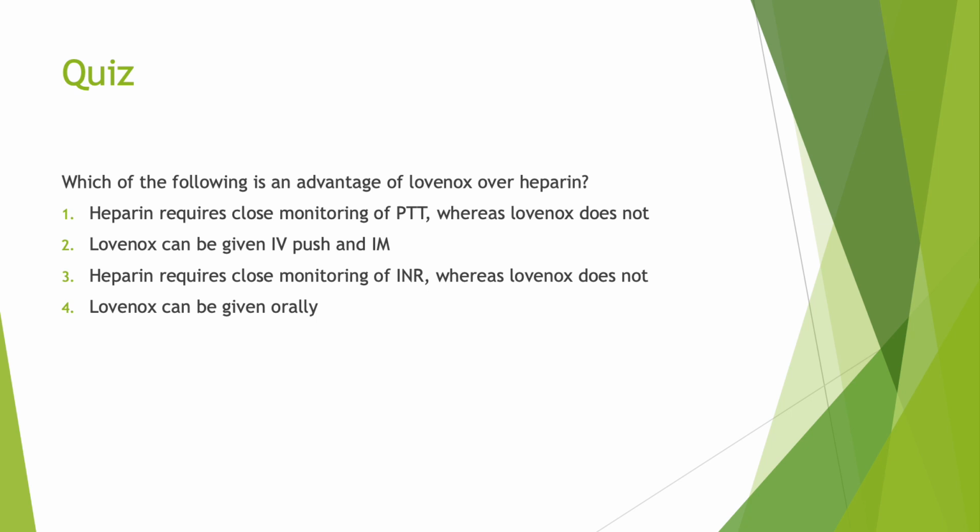The correct answer is 1. Heparin requires close monitoring of PTT, whereas Lovenox does not. Remember, heparin is a more variable, less predictable drug, so we do not send patients home on heparin, and we're monitoring their PTT in the hospital to see how well it's working in their system. Lovenox is much more stable and has fixed dosing, so typically that 1 milligram per kilogram of body weight.